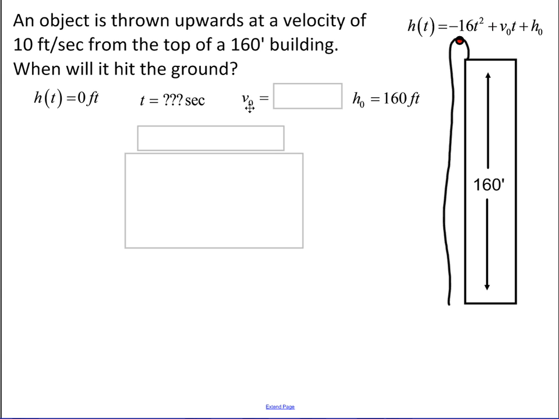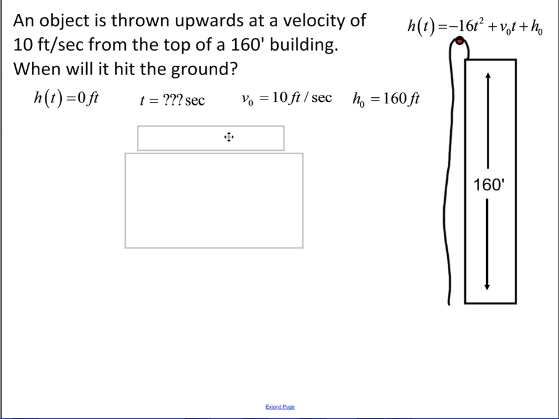And v0, our initial velocity here, it says it was thrown upwards in the positive direction. Upwards usually is positive in physics problems. Upwards at a velocity of 10 feet per second. So we're going to use 10 feet per second as our initial velocity.